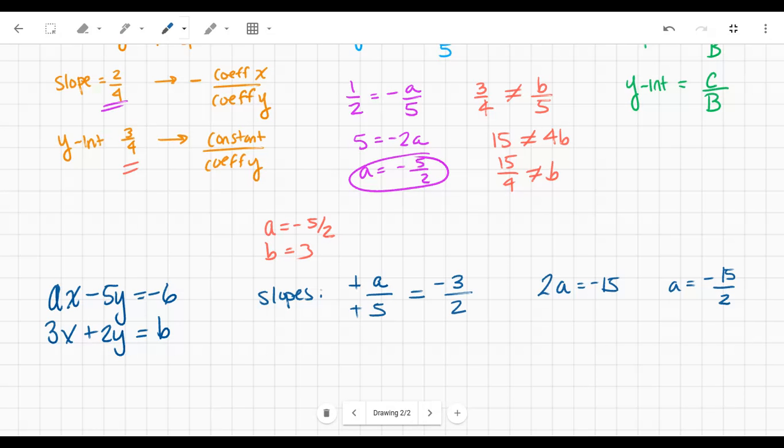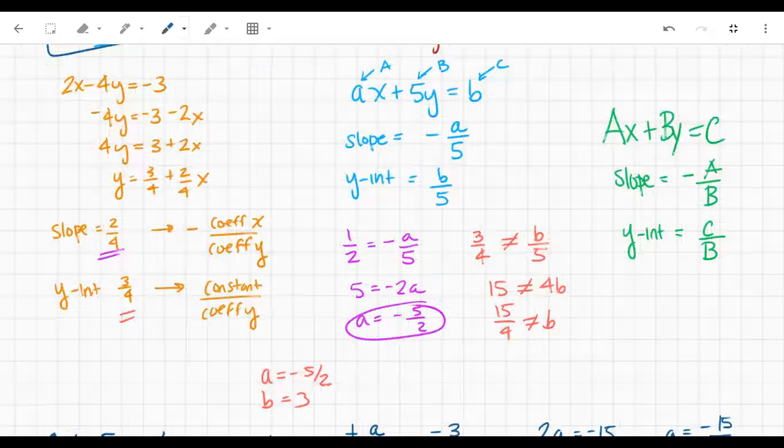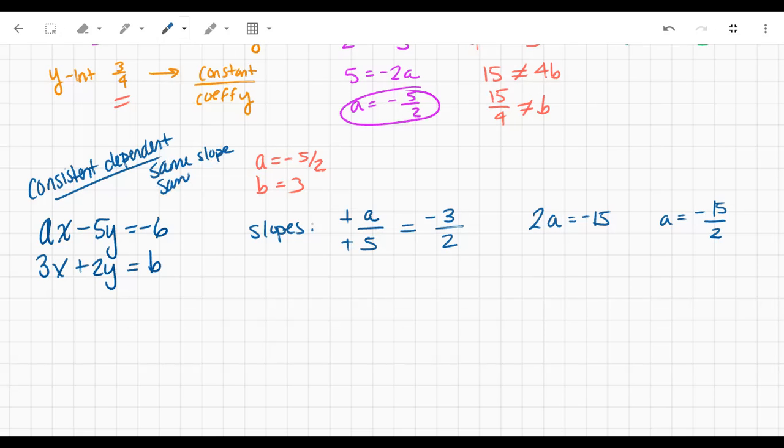And then, this one said something different. Oh, okay. Read the directions carefully. This one said consistent. I'm sorry, this one said inconsistent, I believe it did. So same slope, not the same y-intercept. This example now is asking for something that's consistent, dependent. So that's the same slope and the same y-intercept.